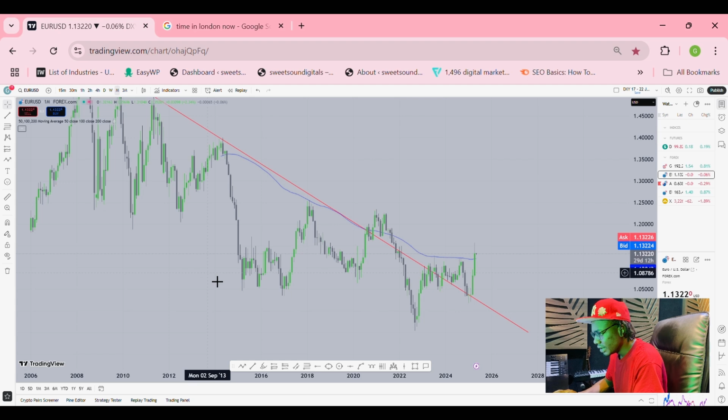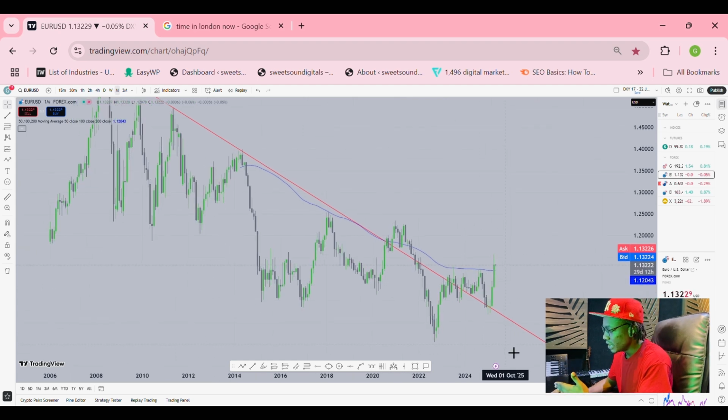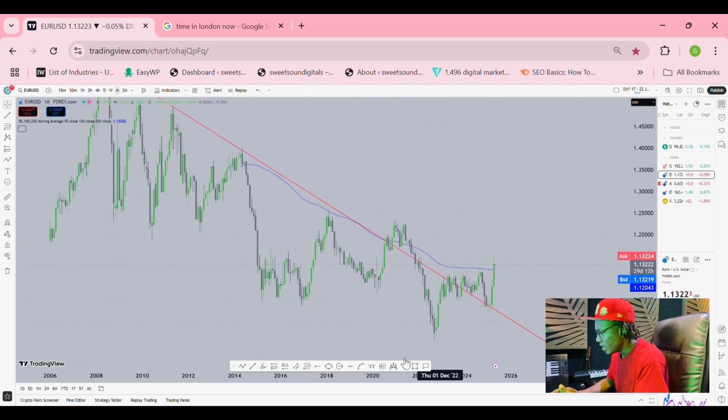From the monthly trend line, Euro USD, I can see clearly that there was a break of this trend line and there was a retest of the monthly trend line. So there was a break here and then there was a retest here, right? And then the retest pushed price high up to this point. So we're expecting a pullback at least before continuation. Okay, so let's mark out where the last touch happened.